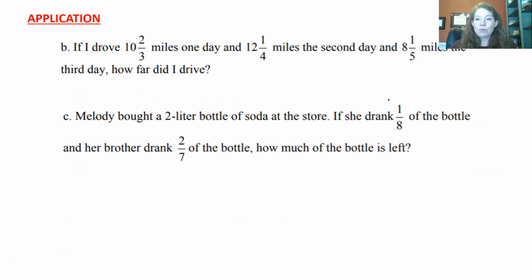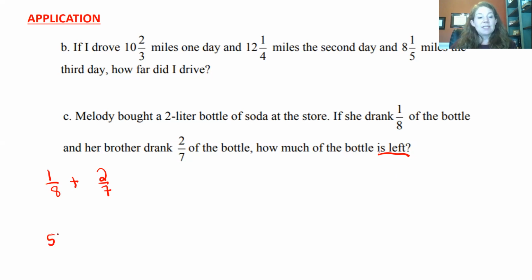Melody bought a 2-liter bottle of soda at the store. If she drank 1/8 of the bottle and her brother drank 2/7 of the bottle, how much of the bottle is left? Well, let's first of all figure out how much she and her brother drank all together. In math, when you hear the word all together, that means addition. So she drank 1/8 of the bottle and her brother drank 2/7.